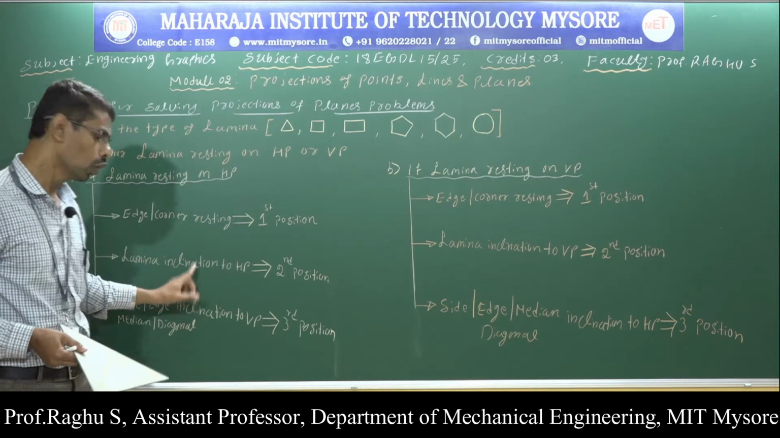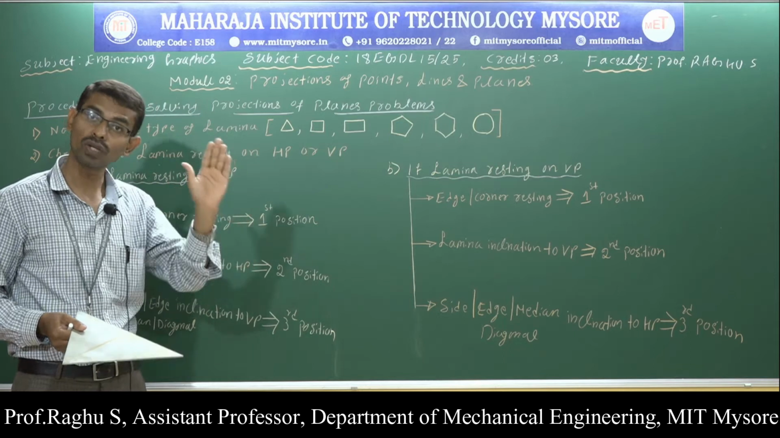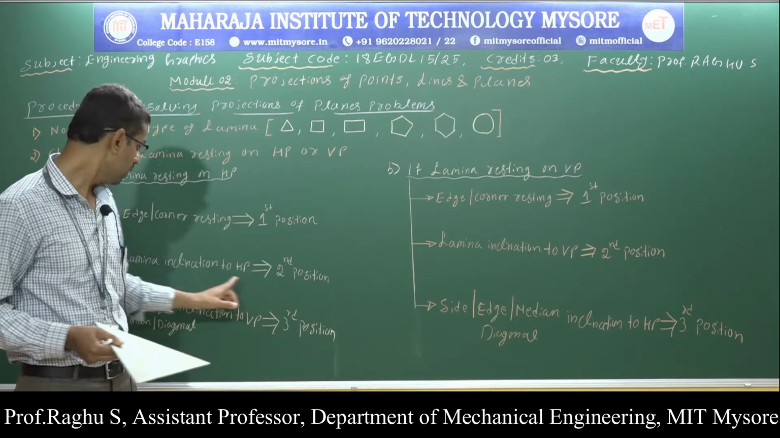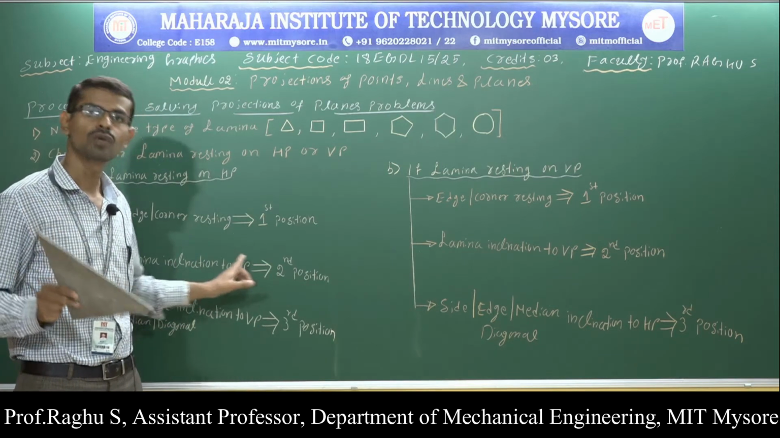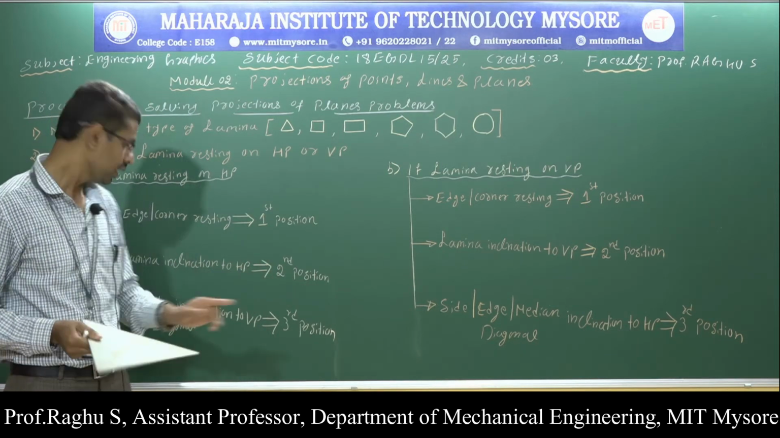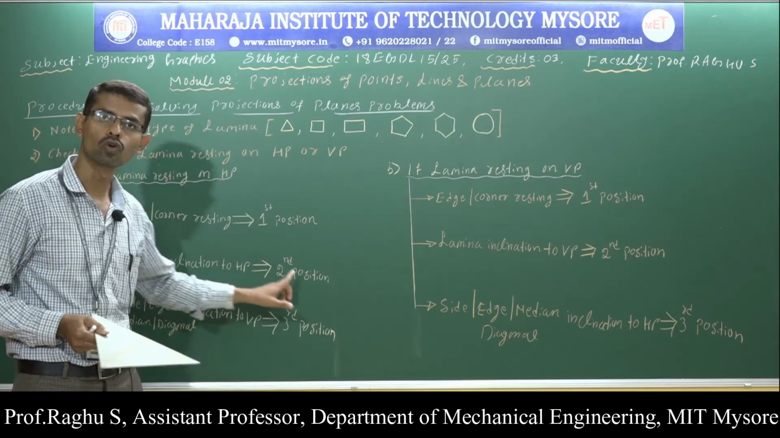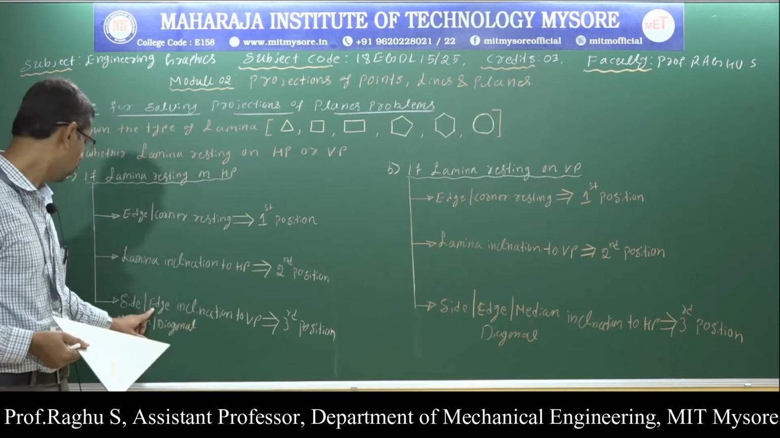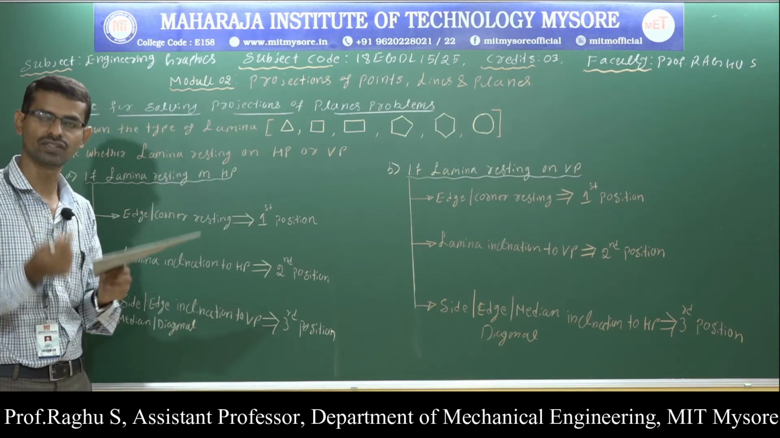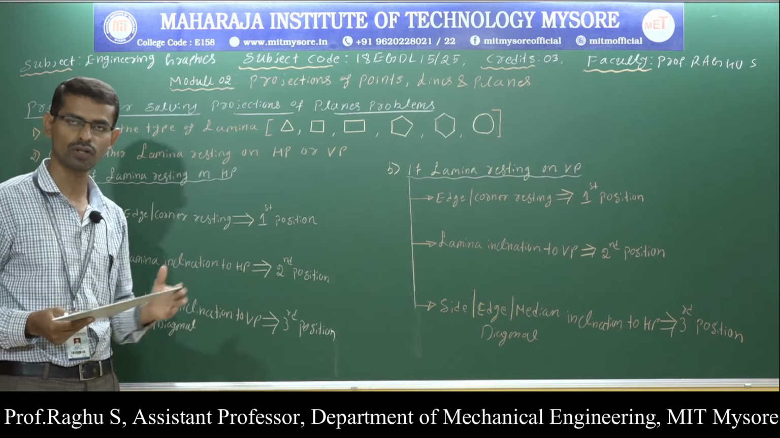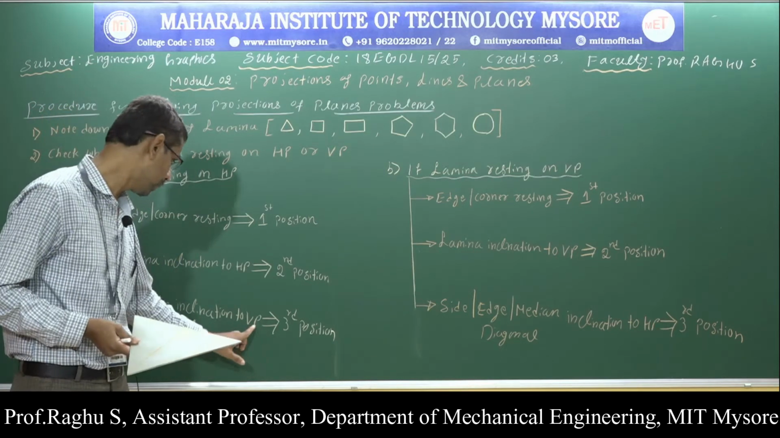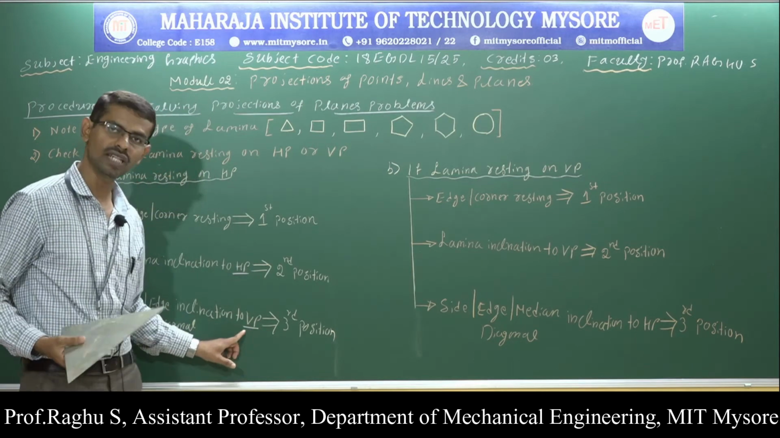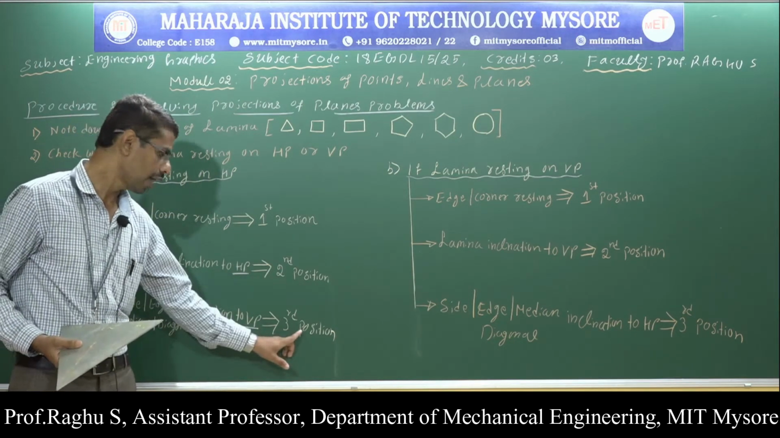Next, note down the lamina inclination with respect to HP. When the lamina is resting on HP, the lamina inclination is always with respect to HP only. Next, use this data to draw the second position. Next, note down the side inclination or edge, median, diagonal, or perpendicular bisector inclination with respect to VP. This data is used for drawing the third position.